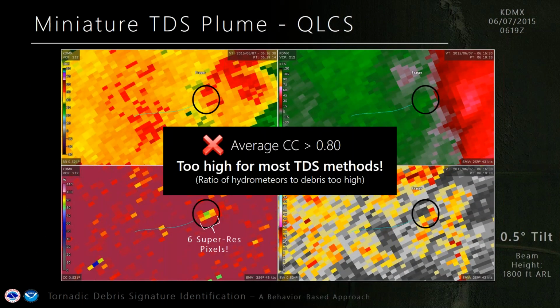Here's just some other examples I have here on my slide set. This is an example of a TDS where it was a grand total of 6 super res pixels in size. The average CC was about 0.9 or so, which would have failed the threshold methods that usually use about 0.8 or lower to diagnose the CC signature as a TDS. This is with the QLCS in central Iowa.